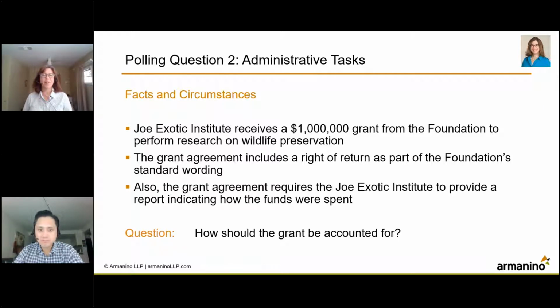Okay, so Joe Exotic Institute receives a $1 million grant from a foundation to perform research on wildlife preservation. The grant agreement includes a right of return as part of the foundation's standard wording. The grant agreement requires Joe Exotic Institute to provide a report indicating how the funds were spent. So let's see how this grant should be accounted for. And again, we'll give you about 45 seconds to respond.